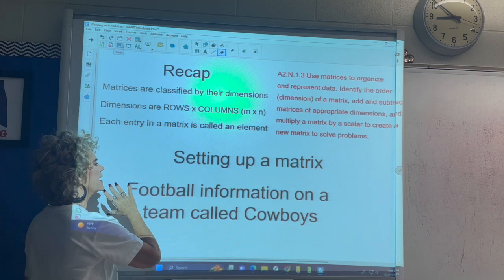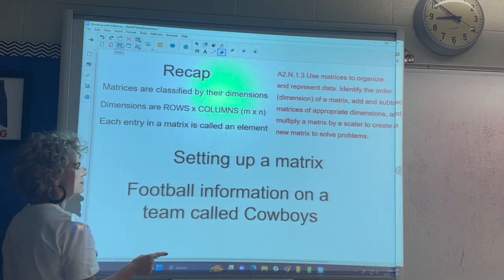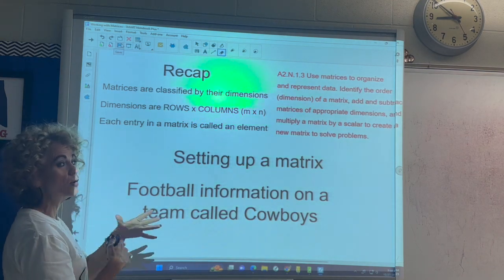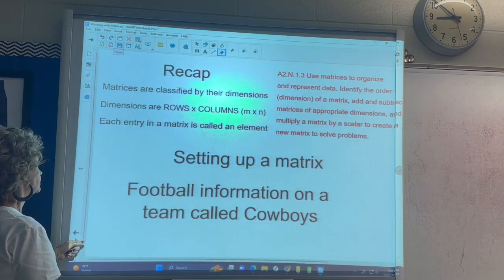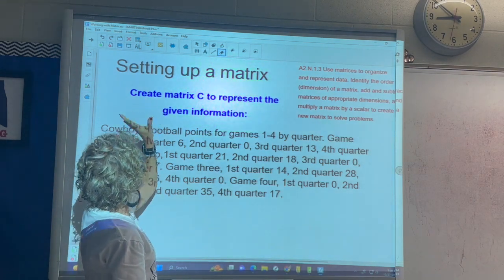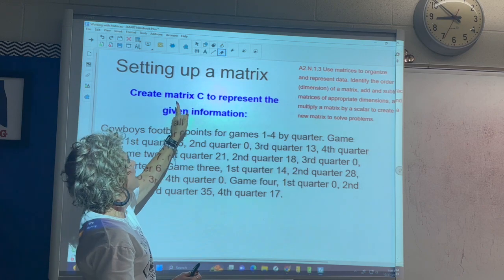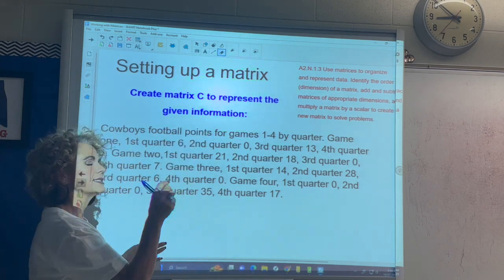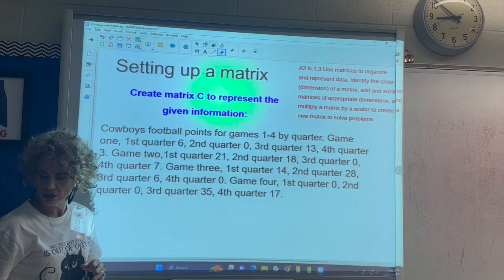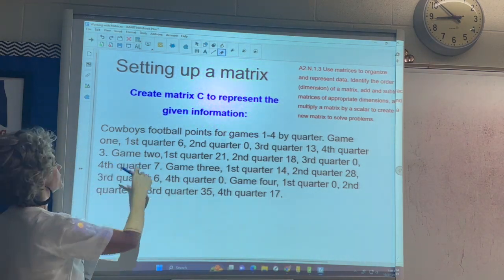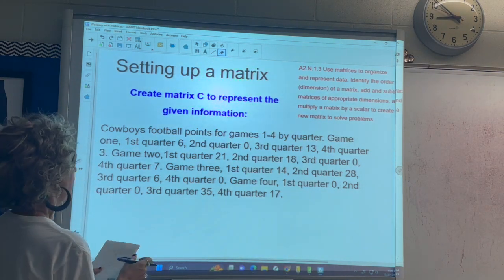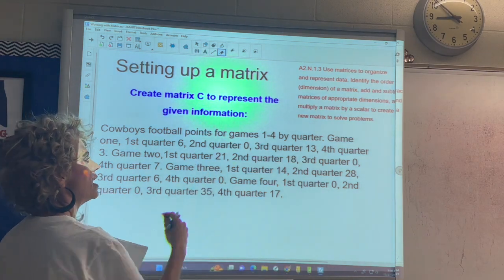Now, we're going to be given some football information on a team called the Cowboys. With the information that we're given, we are going to create or set up a matrix. Okay? They've already told us we are supposed to name the matrix C. So, C is going to equal, and then we're going to have a matrix set up. The given information. So, I'm going to grab my pad, and I'm going to write down the important things that I'm going to need to categorize.